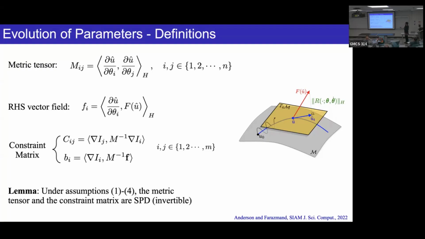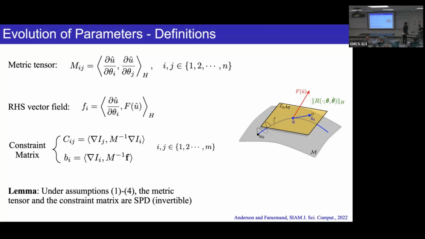And the right-hand side vector field that I'll use on the next slide is defined as the inner product of the right-hand side of my PDE evaluated at the shape-morphing solution, inner product with the partial derivatives of SMS with respect to its parameters. And then for the constraint part of the equation, I defined a constraint matrix, which has this form, the gradients of the constraints inverse of this metric tensor. And then there is a vector B whose entries are given by this expression, where F is this vector field that I defined over here.